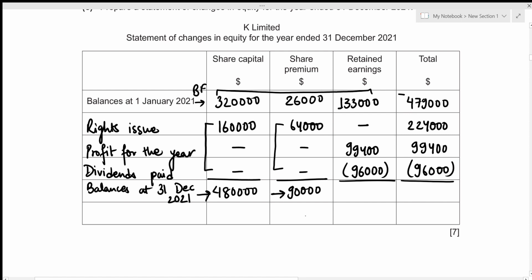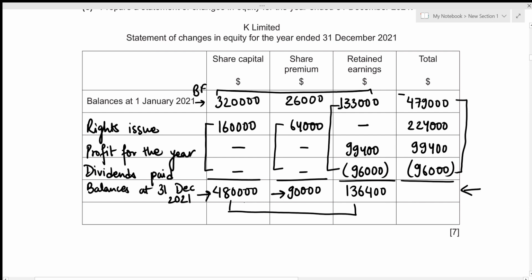Now we also need to figure out the closing balance of the retained earnings. For that, we need to add these three amounts. That's 133,000 plus 99,400 minus 96,000, which results in 136,400. Now in order to figure this amount, we can do it in two ways. We can either add these four amounts or we can add these three amounts. So in order to check, we will be adding from both sides in order to figure out whether the amount will be the same.